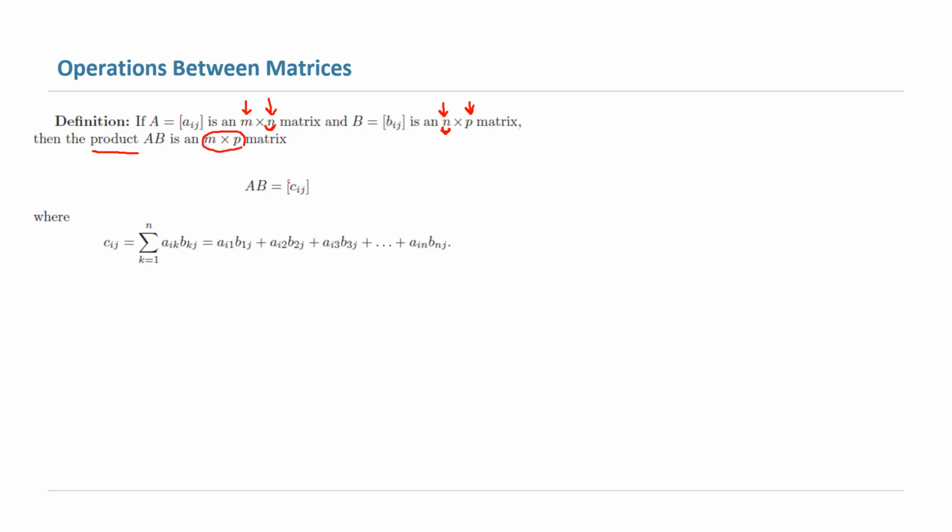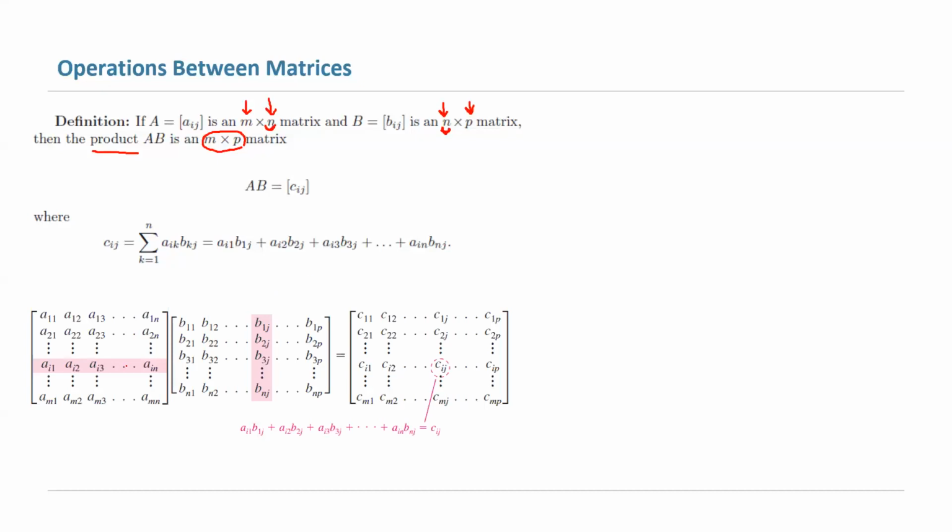And the entries are defined by Cij. Cij is basically the summation of A sub ik times B sub kj, where k starts from 1 to n, and from calculus, you can easily write it in expanded form. So basically, if you have two matrices and you try to multiply them, if you take the first row, you're going to multiply it by the first column.